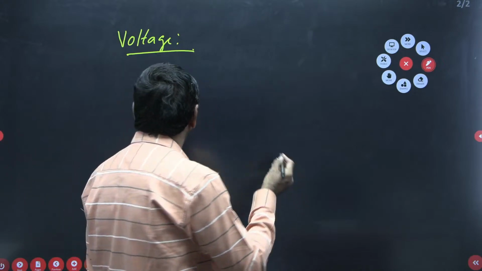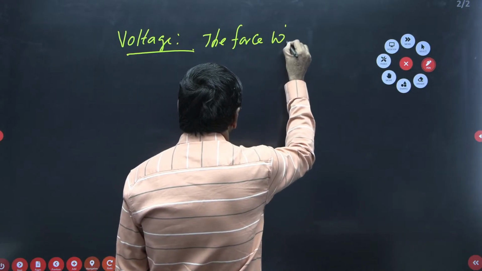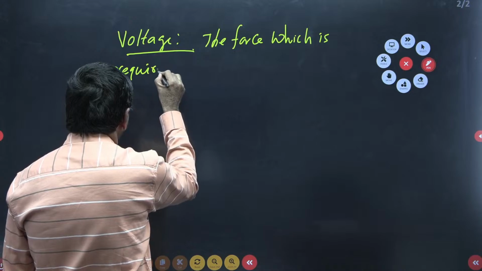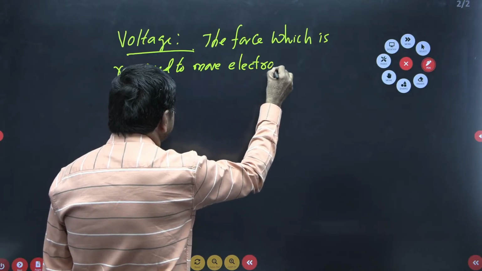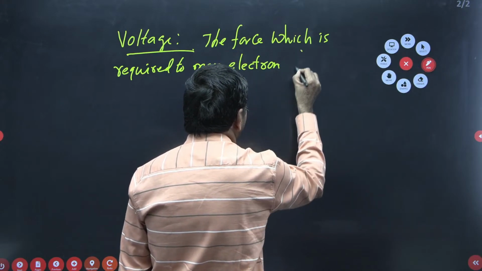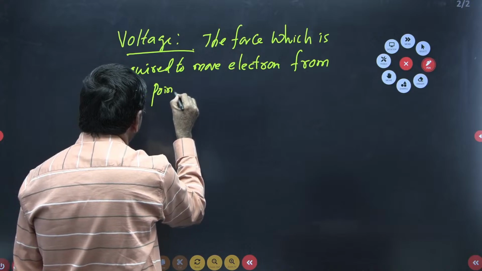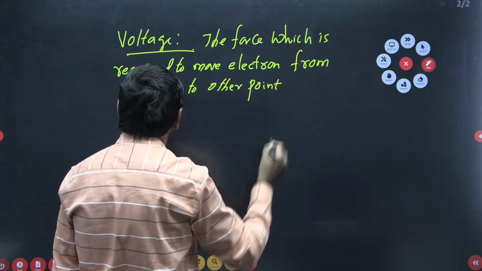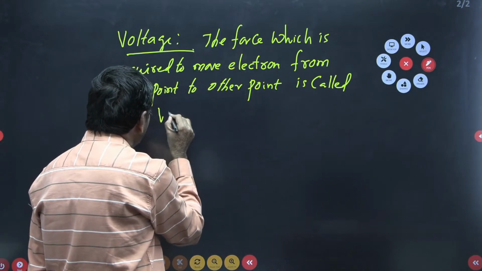So we can define it like this: the force which is required to move electron from one point to other point is called voltage. Like that we can define voltage.